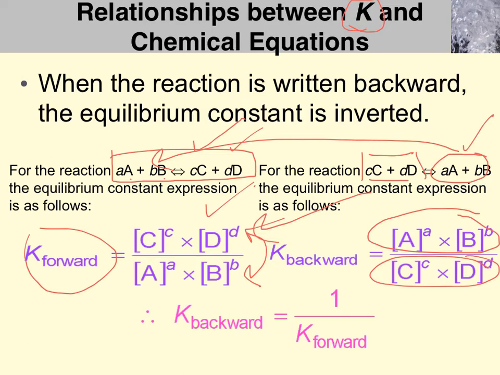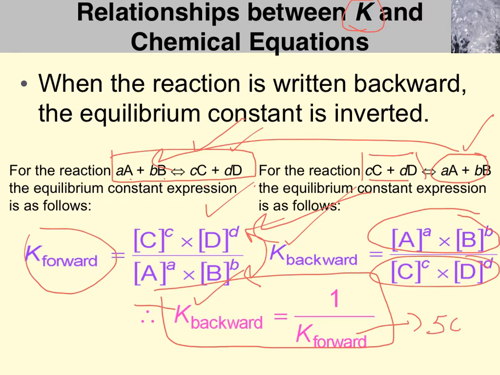I wanted you to understand where it came from, but the bottom line is the equilibrium constant for a reverse reaction is 1 over the equilibrium constant for a forward reaction. So if K for a forward reaction was, let's just say 500, arbitrary, that means that K for the reverse or backward reaction would be 1 over 500. So that's one relationship you need.